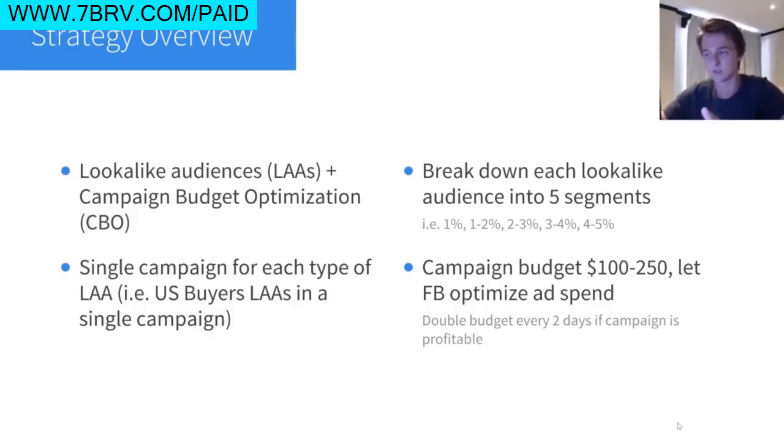You're going to break each lookalike audience into 5 segments, put it into a single campaign, turn on CBO, and then have a budget of about $100 to $250 to start off, and let it run and let it optimize. And this usually works really, really well because it lets Facebook find the absolute best spot to spend your budget within that lookalike audience.